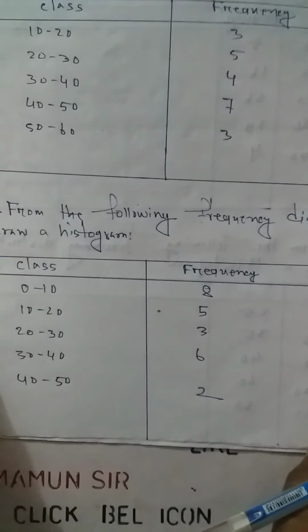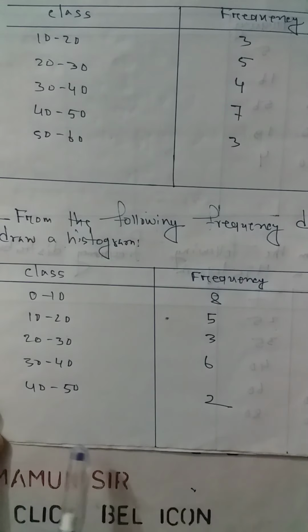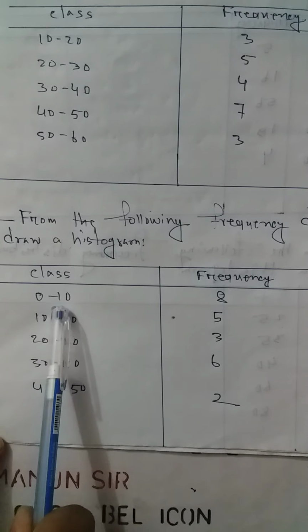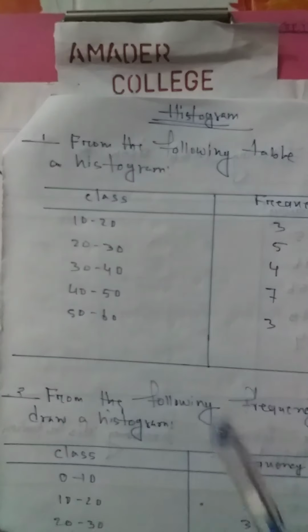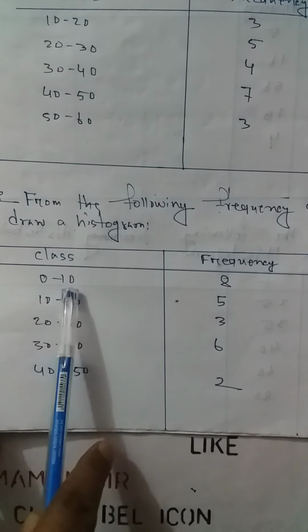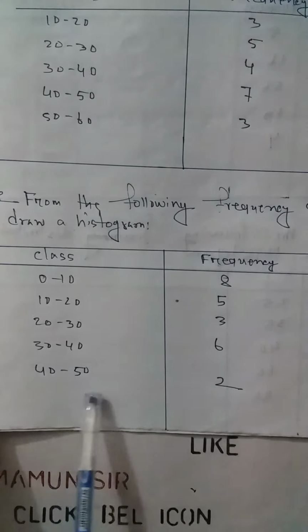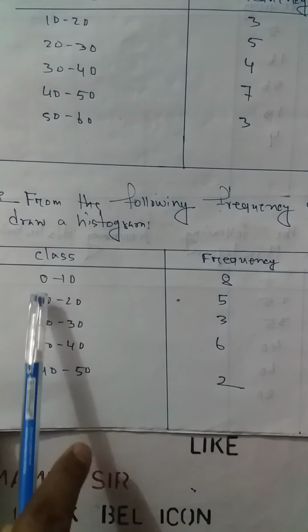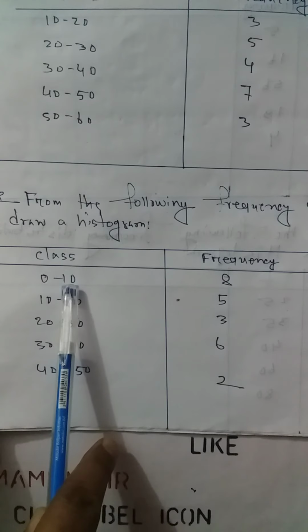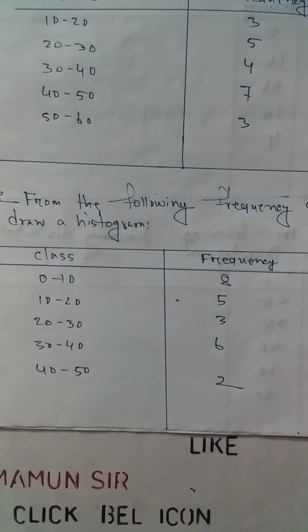Now solve question number 2. Question number 2 is the same question. For the following frequency distribution, draw a histogram, but the class starts from 0 to 10. In the first question the class started from 10 to 20. In the second question the classes are 0 to 10, 10 to 20, 20 to 30, 30 to 40, 40 to 50. Here is the difference: the first class is 0 to 10, so the drawing style is different.